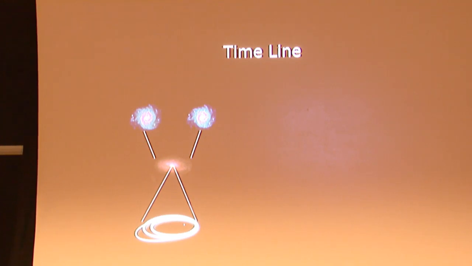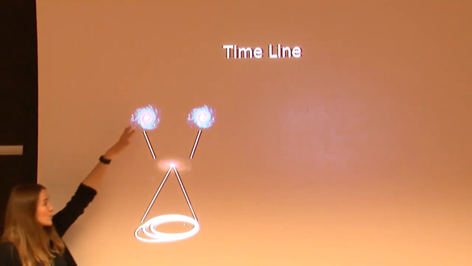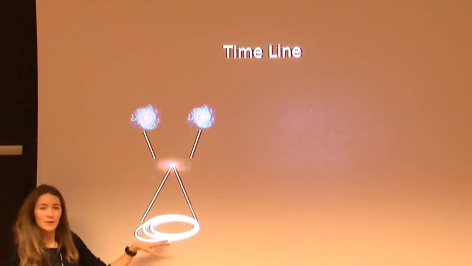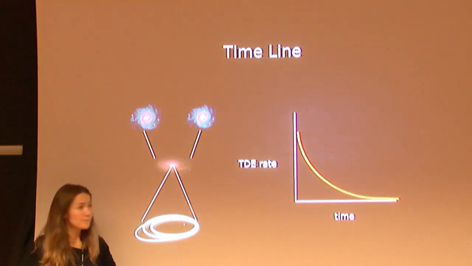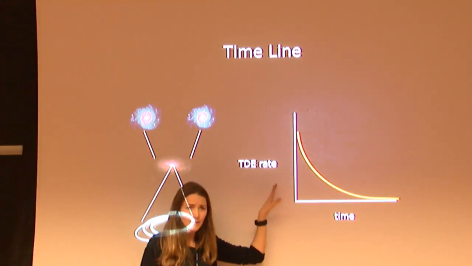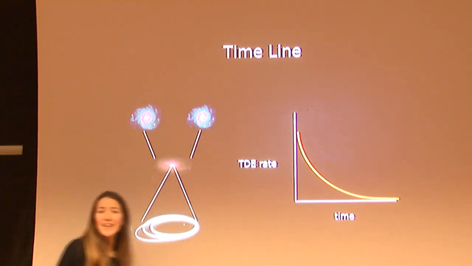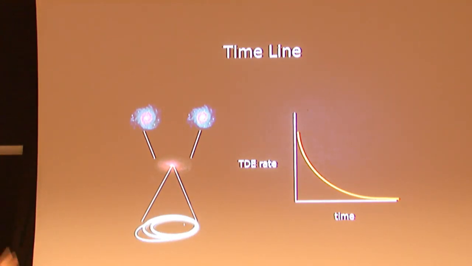It's a very cartoon timeline that I have here. You get a merger product. You've got an eccentric nuclear disk at the center. This is not real data. This is tidal disruption event rate versus time. This is my overall picture, and this is what I'm trying to understand here. All very controversial things I'm going to show on this made-up plot.